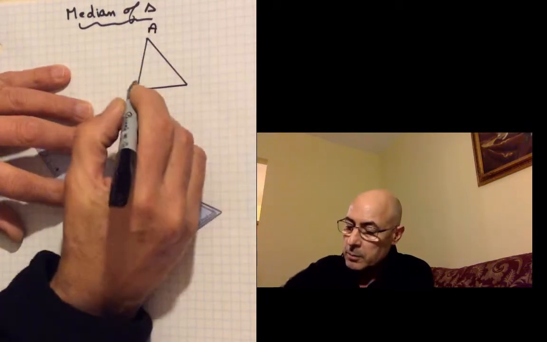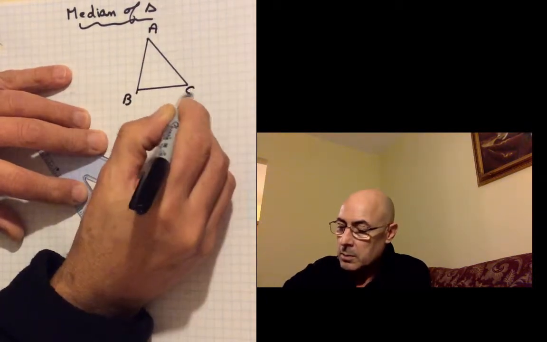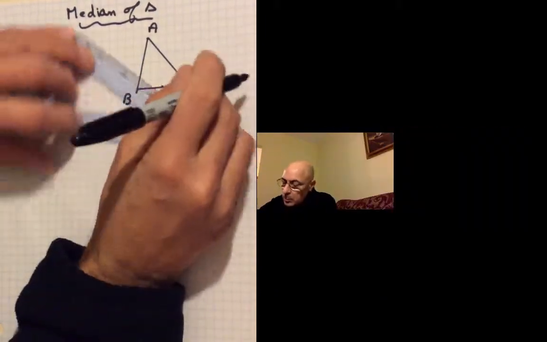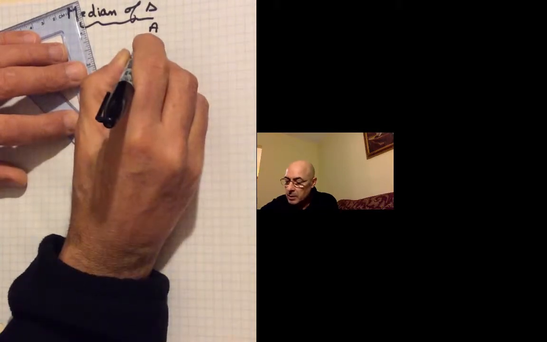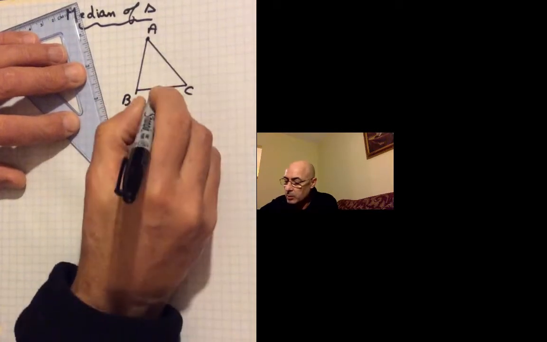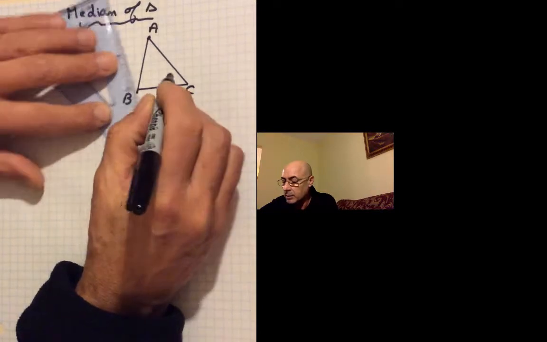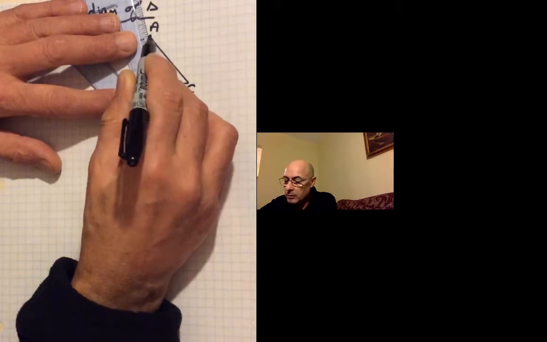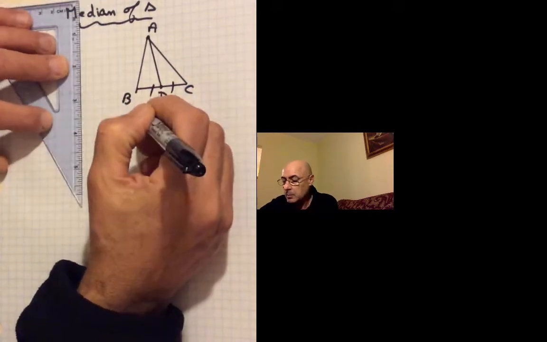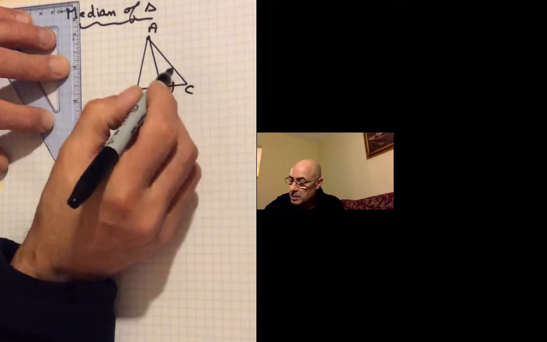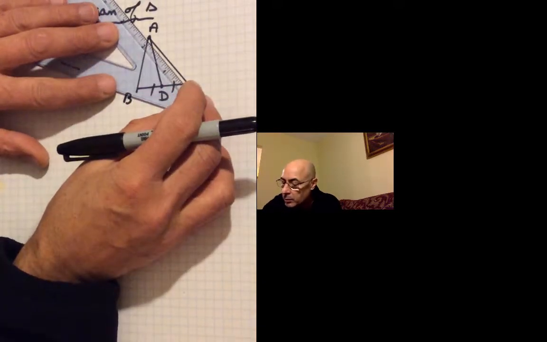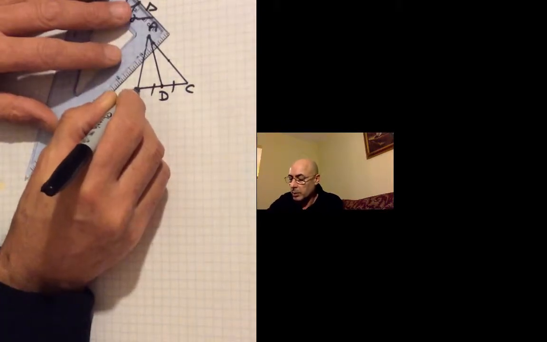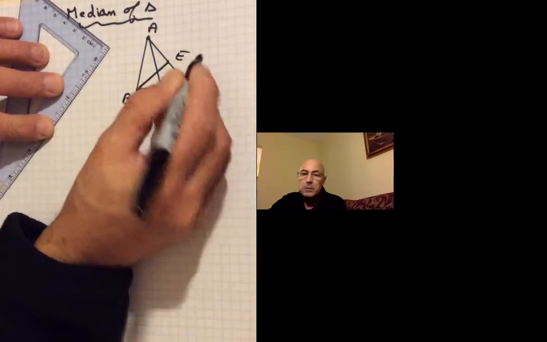triangle ABC. If I find the midpoint of BC and I connect the vertex A to this midpoint, I'm going to call this point D, for example. If I connect A to D, that's the median, or that's one median of a triangle. If I find the midpoint of AC, and connect B to it, let's call it E.